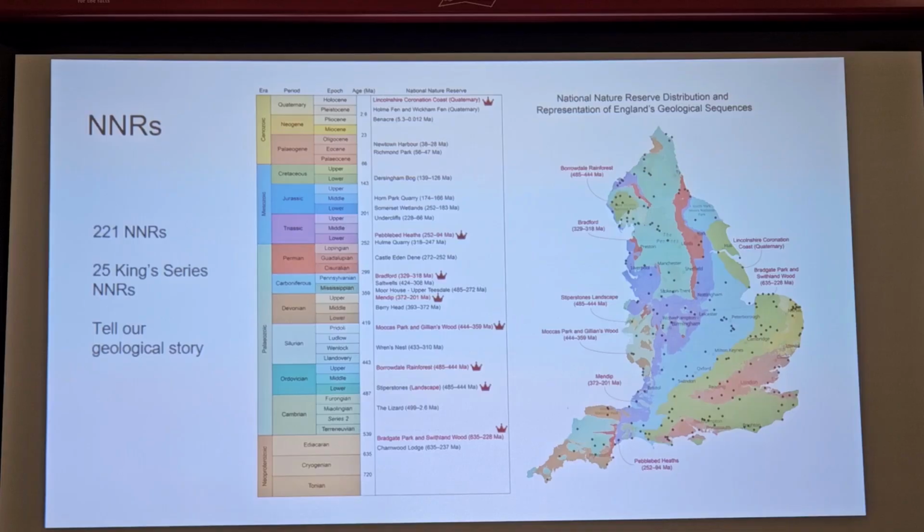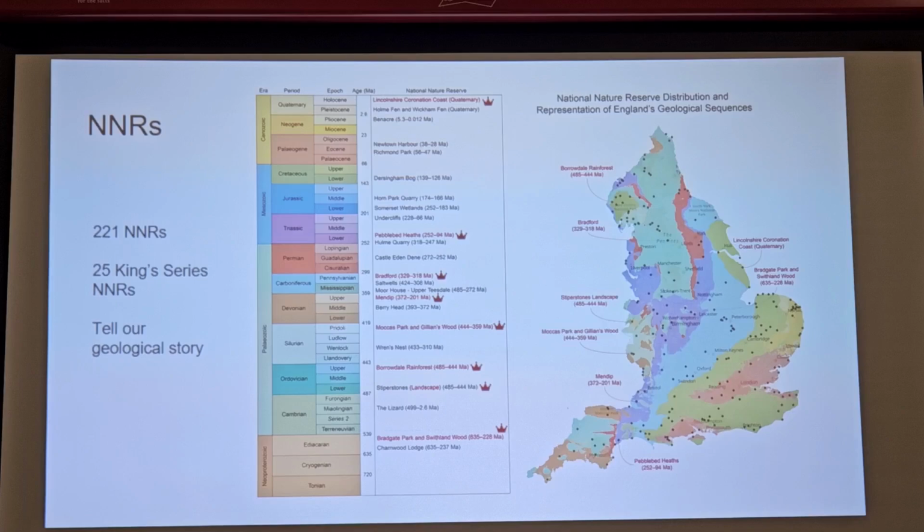I said, yes, Nature Conservancy Council, English Nature, Natural England have the power to declare national nature reserves. Today, there are about 221, possibly a little bit more than that, national nature reserves. And all of those national nature reserves were declared during the reign of the Queen Elizabeth.